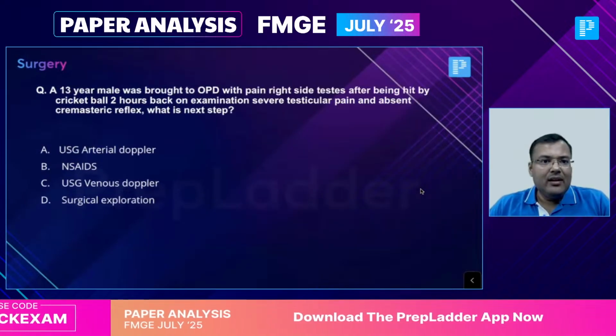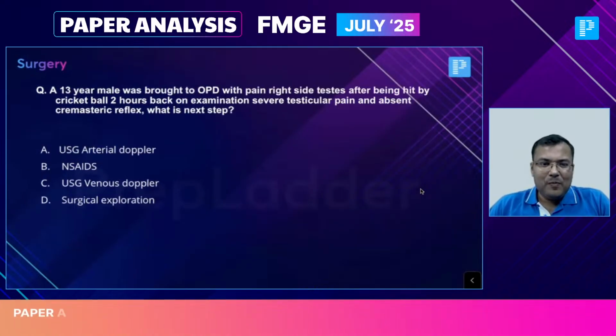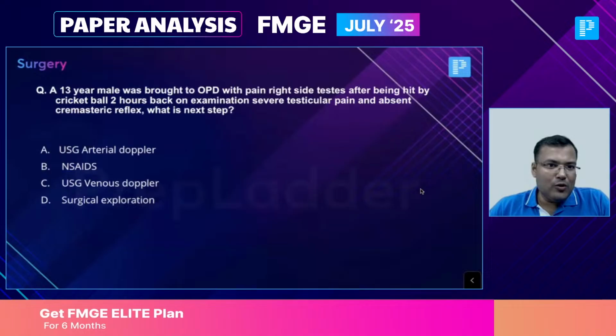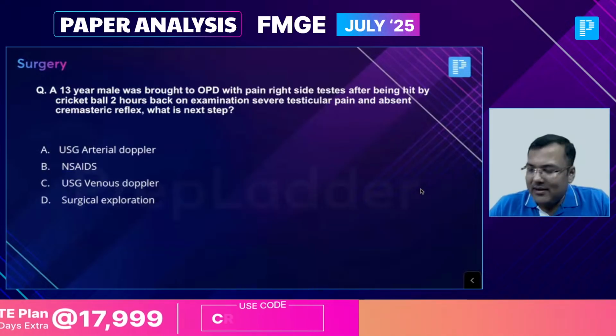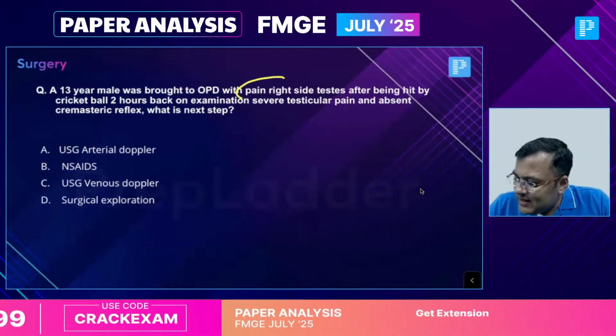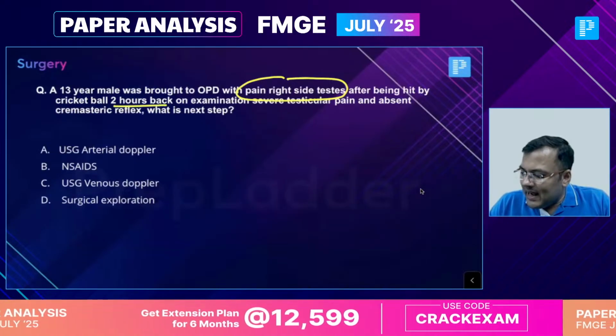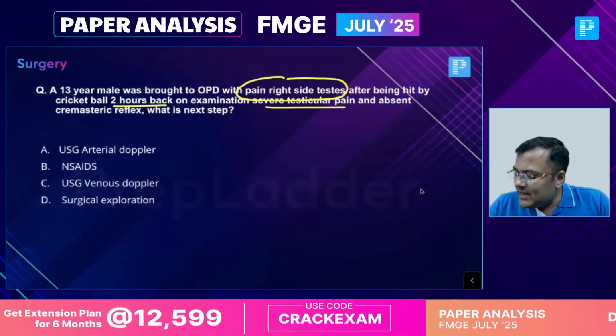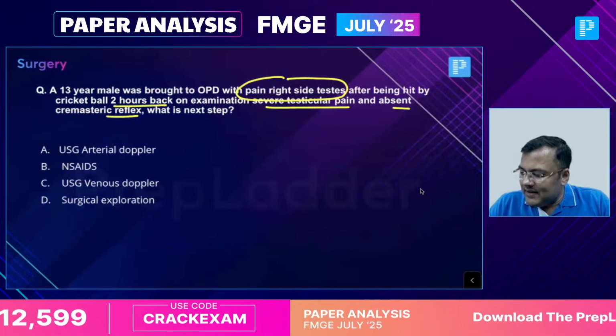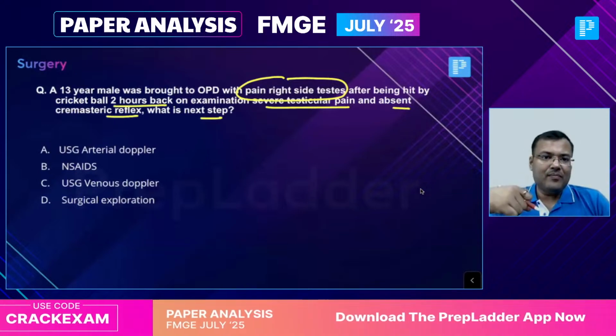Next. Tell me what is the correct answer here. Very easy question. A 13 years old male was brought to OPD with pain on the right side of the testis after being hit by a cricket ball 2 hours back. On examination, severe testicular pain and absent cremastic reflex. What is the next step?